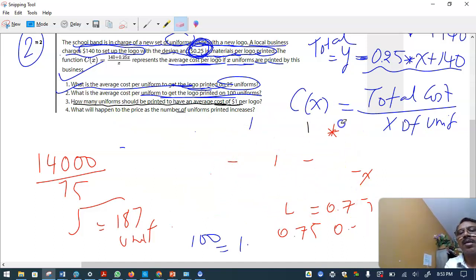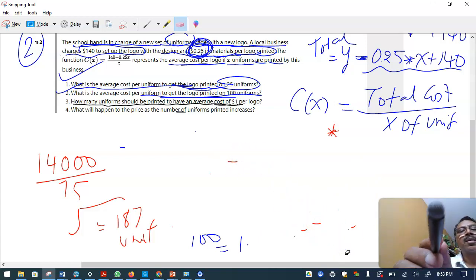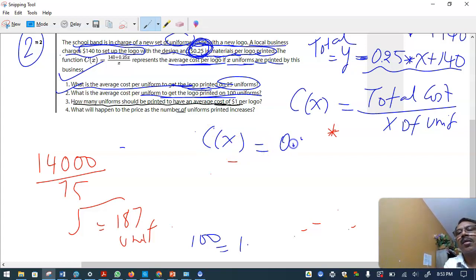Oh God, I just cleaned the whole thing. I think, let me write this again then. So what do you think will be the price? Price is the number of uniforms. So the average price. So remember the average price is 0.25x plus 140 divided by x.